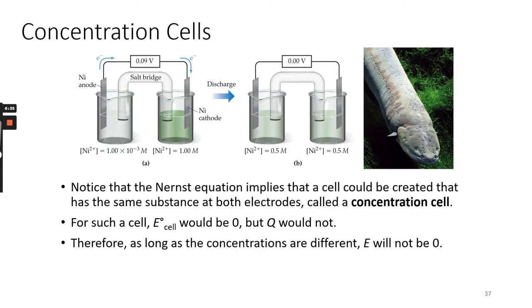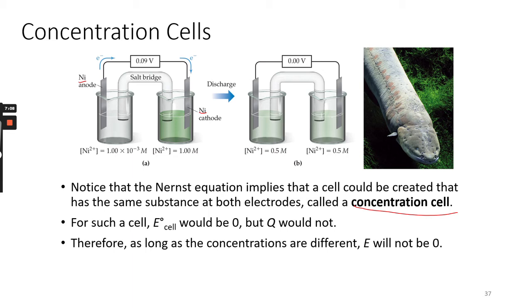So what happens if you have a cell set up with the exact same electrodes and the exact same solutions, but the concentrations are different? What will happen? Okay, so notice the Nernst equation implies that a cell could be created if the substances at both electrodes are at different concentrations. And that is called a concentration cell. For such a cell, your E naught would be 0 because your electrodes are the same. See, they're both nickel.